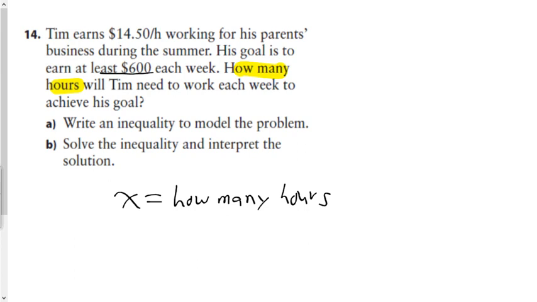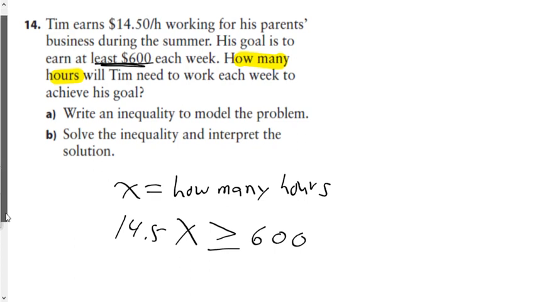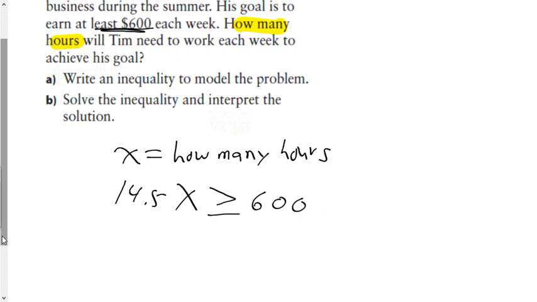If he makes $14.50 an hour, he makes 14.50 multiplied by the number of hours. And this has to be at least $600. So this has to be greater than or equal to $600. Because if it was just greater than 600, that means he can't earn 600. But at least means 600 is one of the values he can earn. Once we have that written, solve it by dividing both by 14.5.